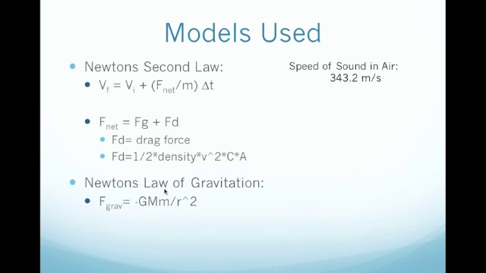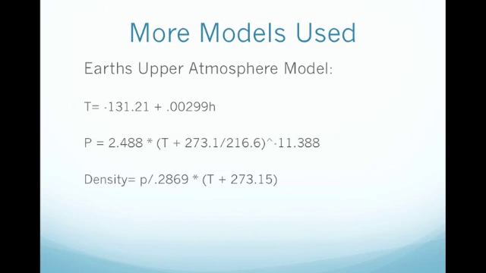And finally, we have Newton's law of gravitation, which states that negative G times the mass of the Earth times his mass over r squared, where r is the distance between Felix and the center of Earth as he falls. In order to get an accurate number for the drag force, we had to use a couple more models because he has such a high distance that the near Earth model cannot really be used.